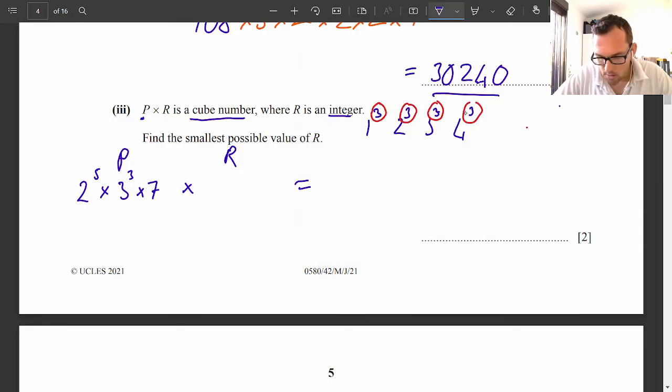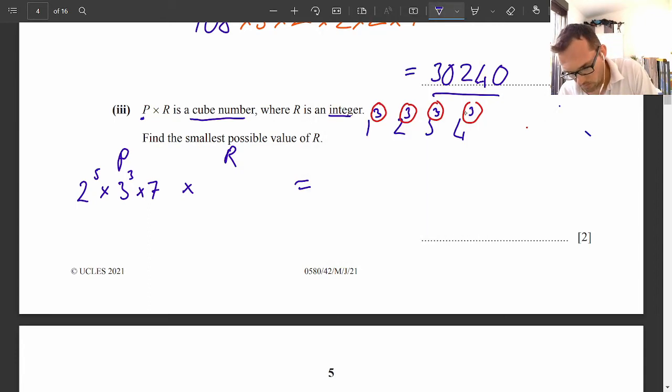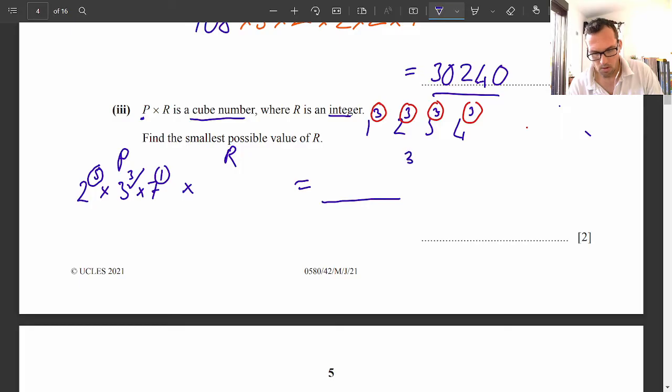Okay, so looking over here, we have a problem. You see that is not a cube number, and there as well, 7 to the power of 1, that's not cubed. We are fine here with 3 cubed, because that will be a cube number. So to make whatever we have here a cube number, we need to make sure that everything is cubed.